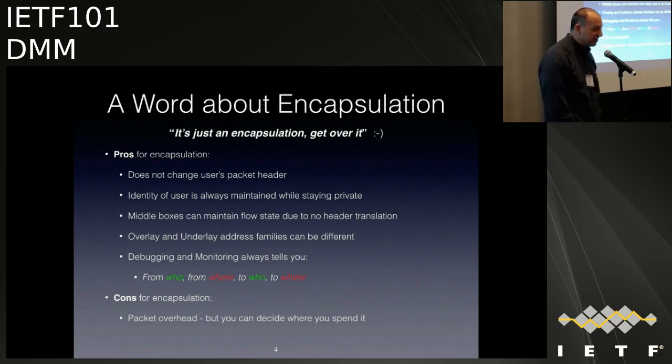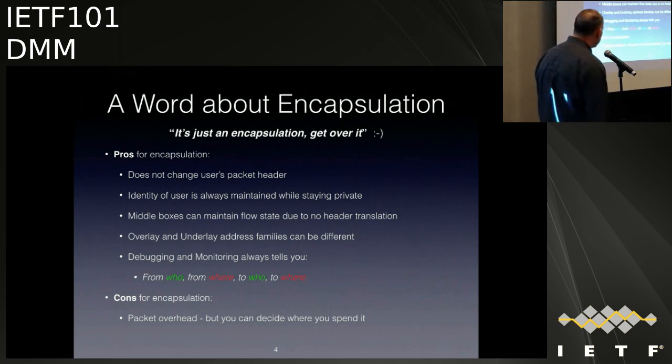Middle boxes can maintain flow state due to no header translation. Overlay and underlay address families can be different with encapsulation. Debugging and monitoring always tells you where a packet is from, I should say from who, from where, to where. That's a very useful thing, whereas when you do address translation, you lose bits, you destroy bits.